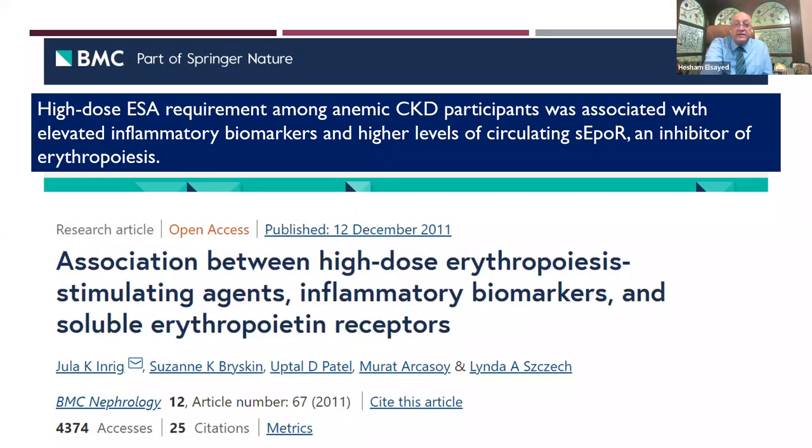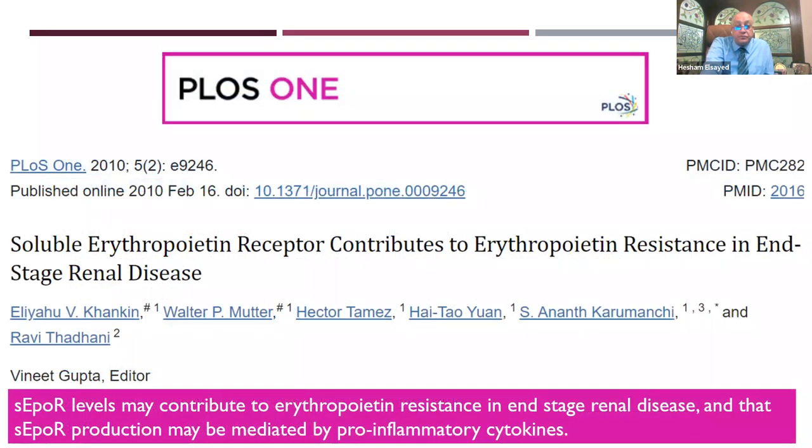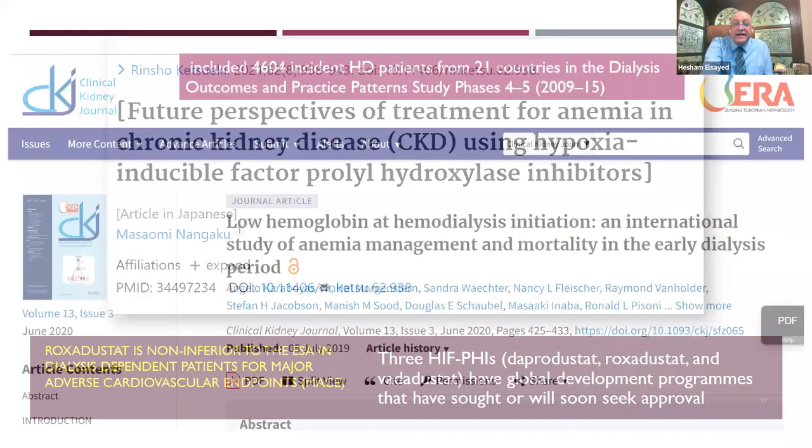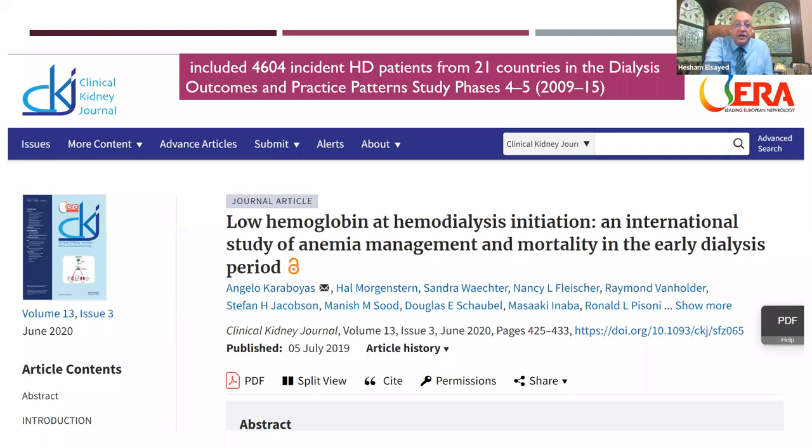High dose ESA requirement among CKD participants is associated with elevated inflammatory biomarkers, which reflects resistance to ESA function in the bone marrow and the maturation of red blood cells, as well as the soluble erythropoietin receptor as an inhibitor of erythropoiesis. So this is my first insight into the erythropoietin molecule, erythropoietin receptor, and soluble erythropoietin receptor. What is the perspective for treatment? There are three hypoxia-inducible factors we'll discuss in detail in the second part of my talk, as a global development program that has sought or will soon seek approval. That's why the ESA terminology may change during the following years into two parts: erythropoietin replacement therapy and hypoxia-inducible factors.